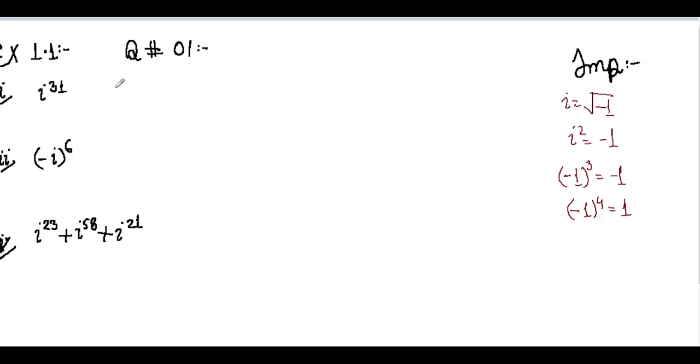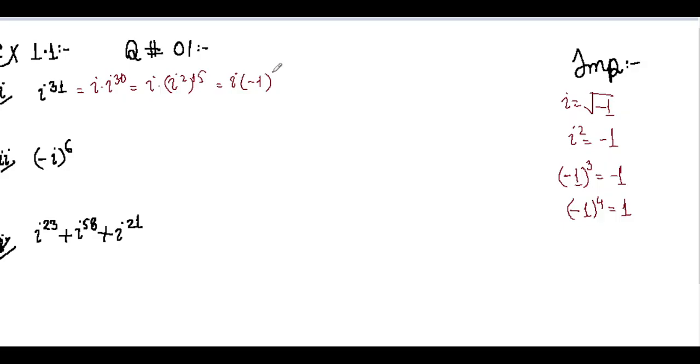So now moving towards the first part of question number 1, it says iota raised to the power 31. We'll split it into parts: iota dot iota raised to the power 30, because 30 plus 1 makes 31. Now iota into iota square whole raised to the power 15 equals iota into -1. Why have I written iota square equals -1? Because here we can see that iota square equals -1, so we can use this information in our questions.